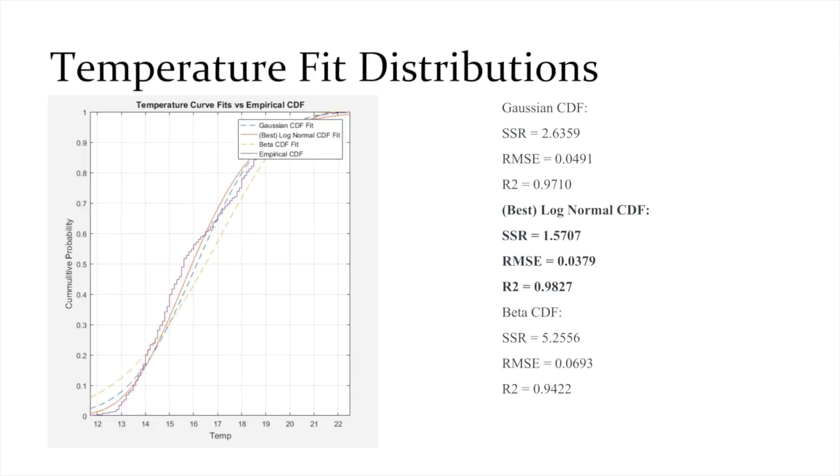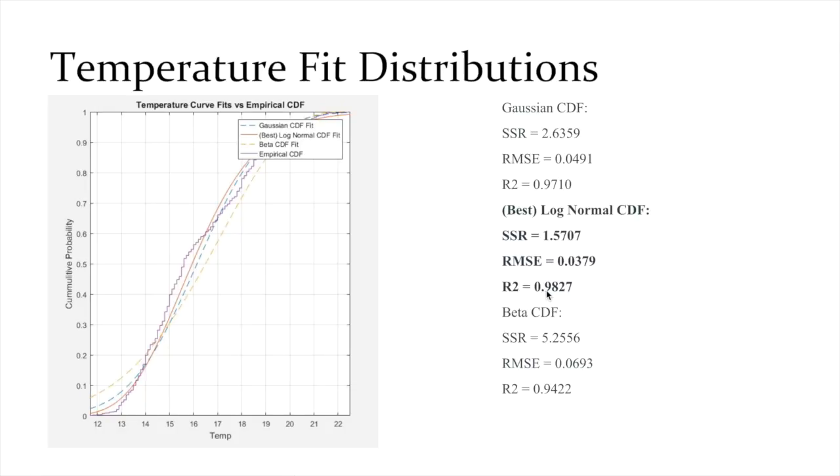we calculated the sum of square residuals, which is the SSR, the root mean squared error, which is the RMSE, and the R2 value. The best fit curve must have SSR and RMSE values that are closest to 0. Meanwhile, the R2 is best when it's closest to 1. We can see from our values here that when compared to the normal distribution and the beta distribution, the log normal distribution had an SSR closest to 0, an RMSE closest to 0, and an R2 closest to 1.